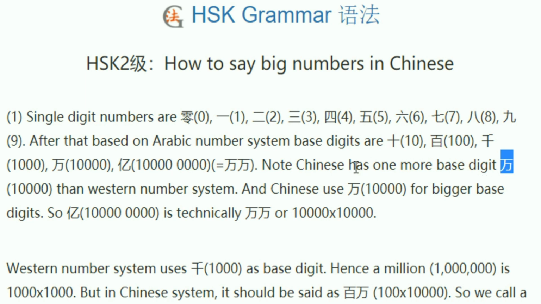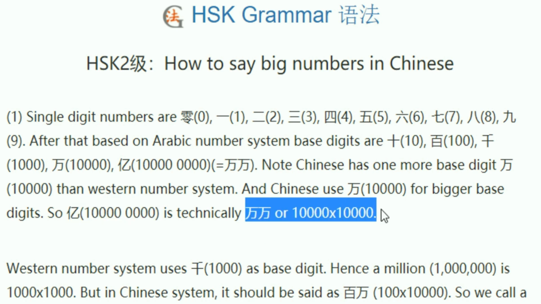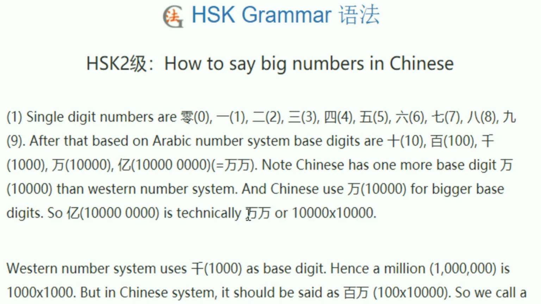You can even say it's a 万 system. So you can see 亿, which is 万 times 万. Basically, it is 10,000 times 10,000. So when you say 亿, you can also say it's 100,000,000.